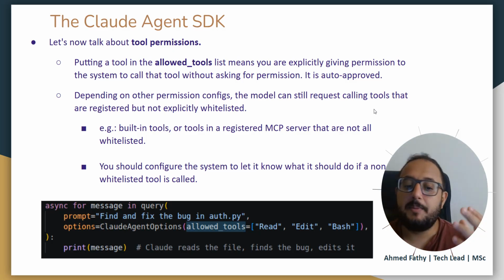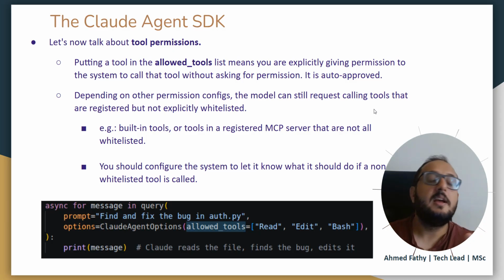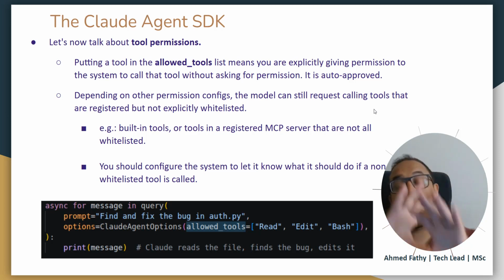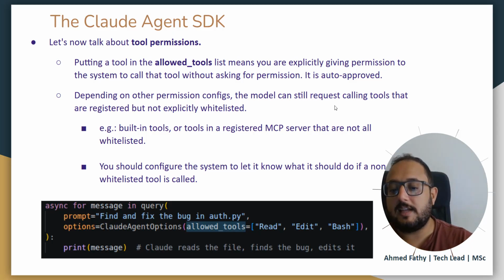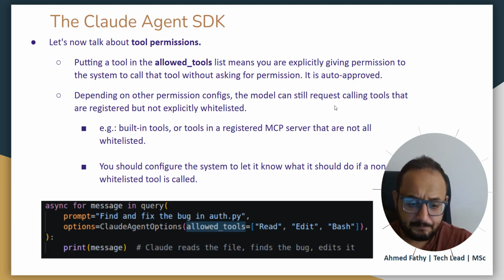Actually, it can, but depending on some other configurations, the agent might just execute it automatically without permission, or it might ask you for permission. It really depends on how you configure the entire system. So for example, you have some built-in tools or tools in a registered MCP server that are not all whitelisted. So you should configure the system to let it know what it should do if a non-whitelisted tool is called.